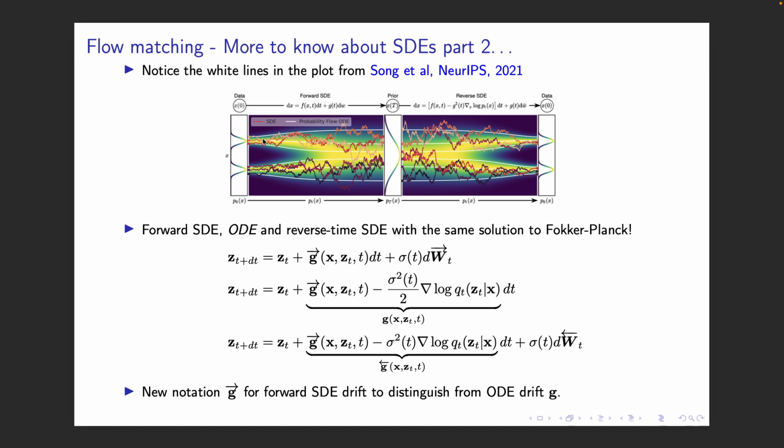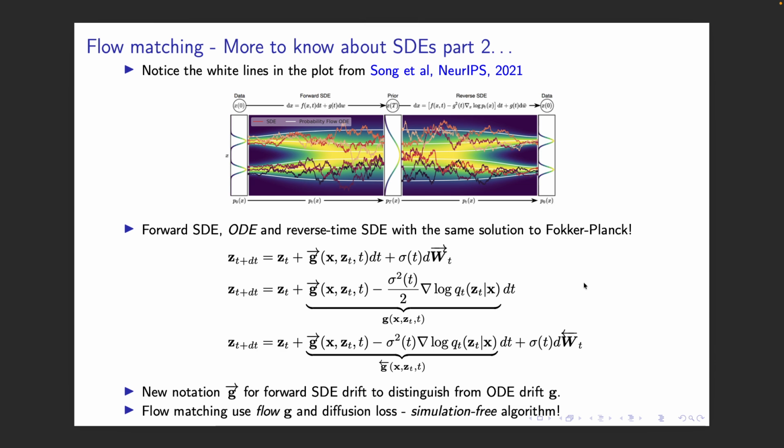Definitely the ODE will have very different paths. There will be this smooth path defined by this deterministic differential equation, right? But all three equations have the same marginals. And that's the amazing result. And of course, it still requires that we know this score function, or maybe not. Maybe we can actually define it in a different way.